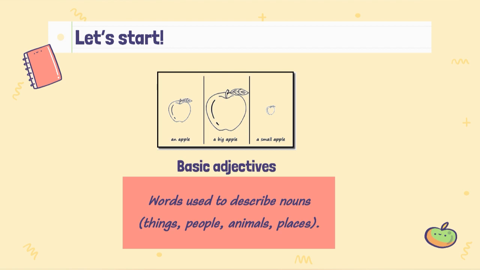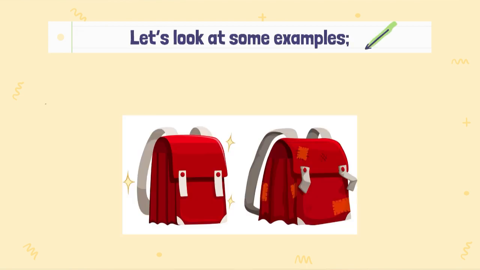Alright, so we are going to look into some examples after this so you know how to use basic adjectives with nouns. Alright, so the first example, can you guess what is this? Right, it's a bag, so it's a noun. It's a bag, okay? New bag, old bag. Can you guess what is the meaning of new? By looking at the picture? Very good. What about old?